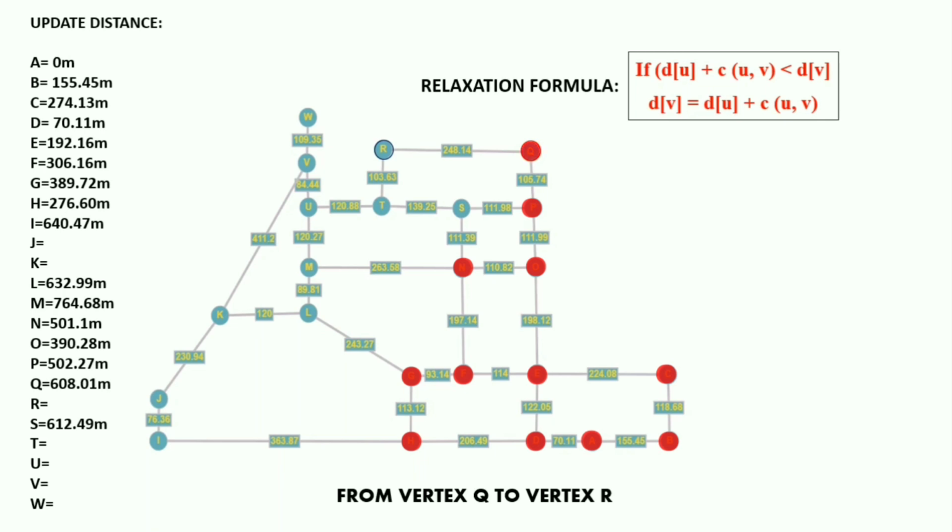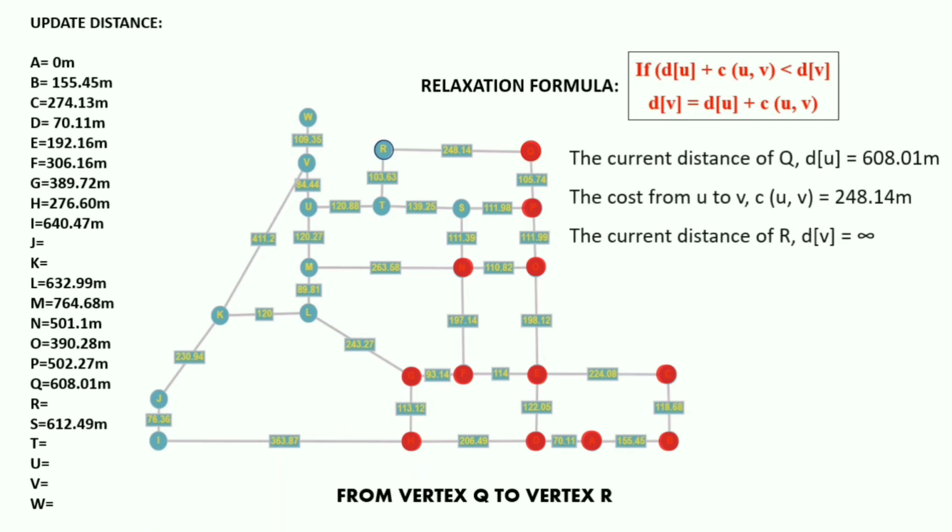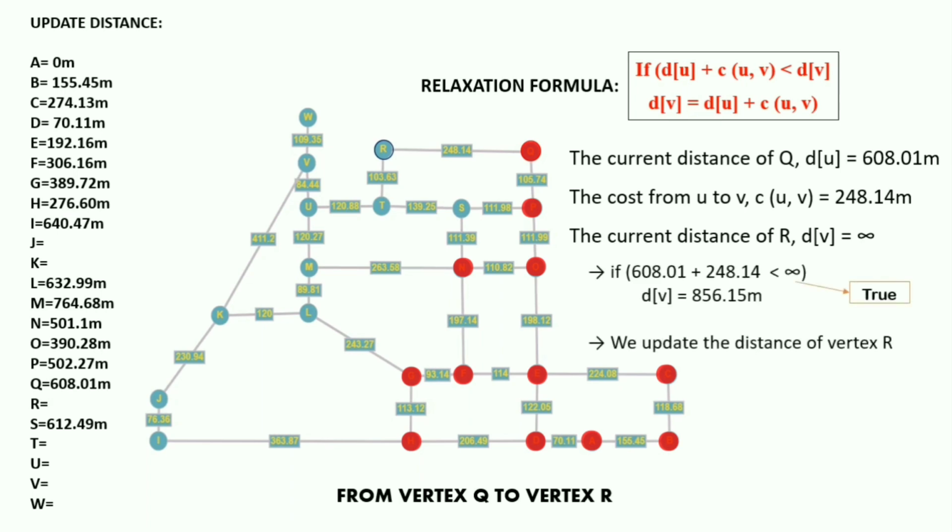The vertex connected to vertex Q is vertex R, but not vertex P because we already visit vertex P. We will perform relaxation to this connected vertex. From vertex Q to vertex R, the current distance of Q is 608.01 meter, and the cost from U to V is 248.14 meter. The current distance of R is infinite. So this is the condition. It is true, so we will update the distance of vertex R.